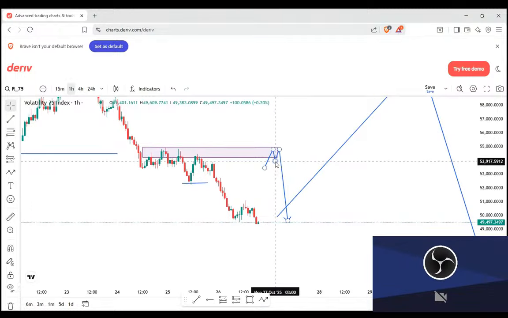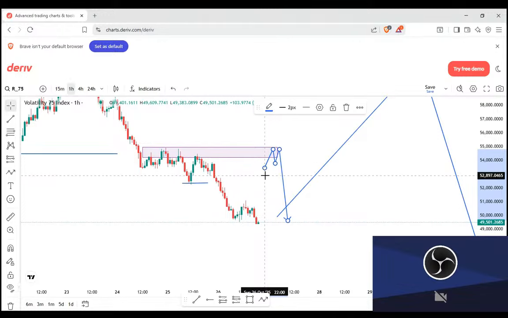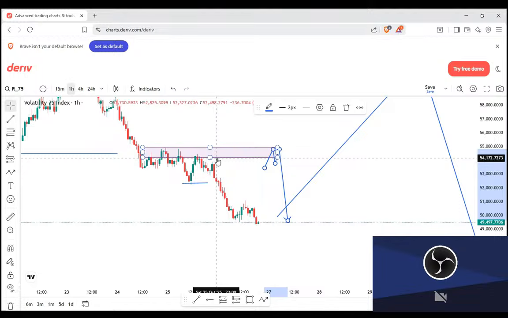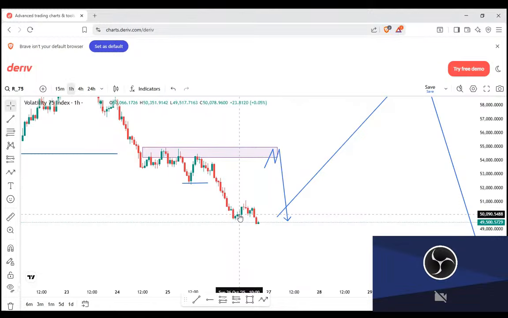Make sure price rejects here multiple times. I've shown you guys why I'm analyzing. I've been showing you multiple confirmation patterns that you need to use at your key zones.